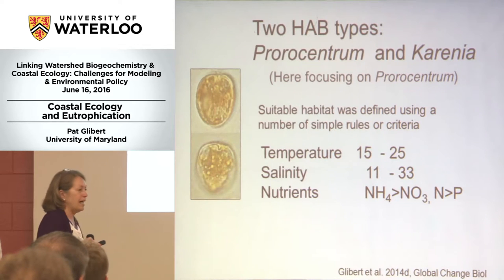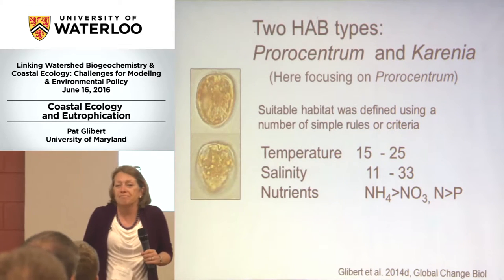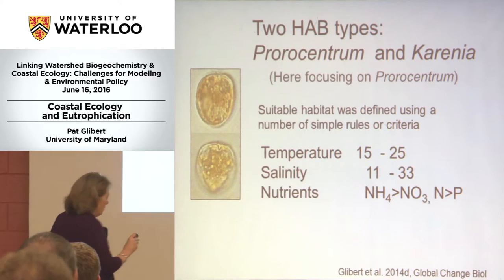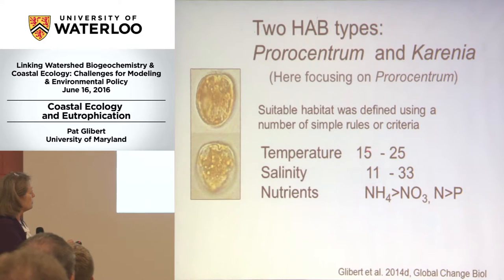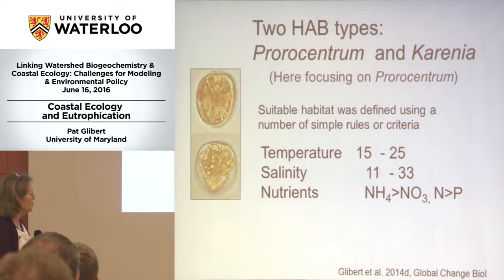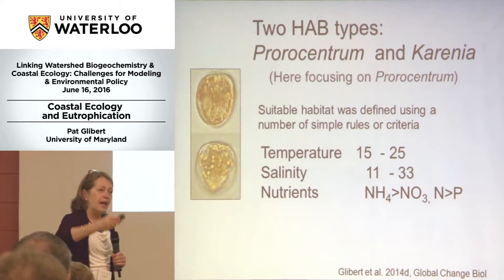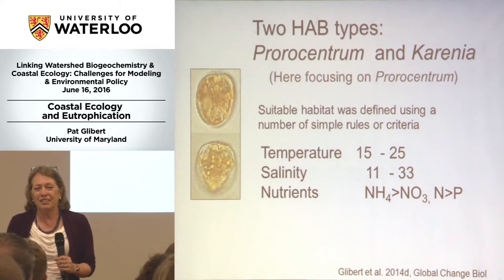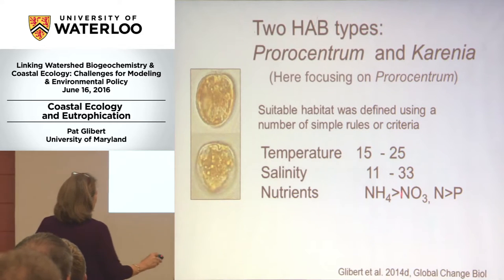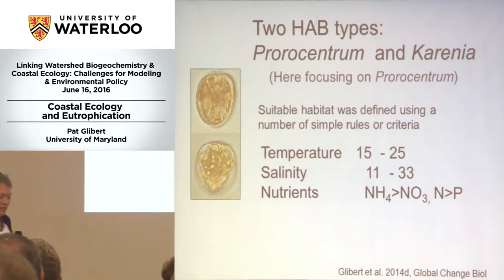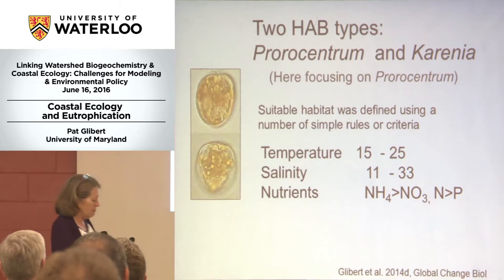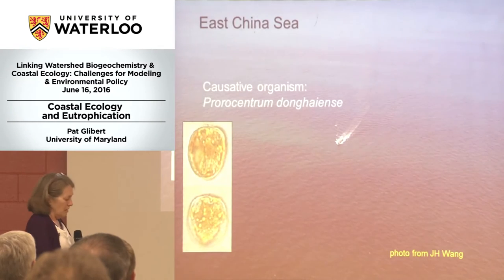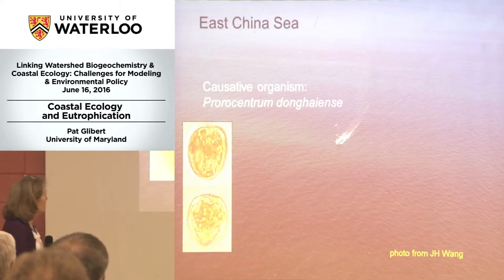We defined habitat in terms of a number of simple rules. We said these cells live by a couple of simple rules, one of which is they have a temperature range, they have a salinity range, and they live outside typically the bounds of what I call the Redfield comfort zone, and they live typically in a more nitrogen-reduced relative to an oxidized environment. And these are what these blooms do in the East China Sea.